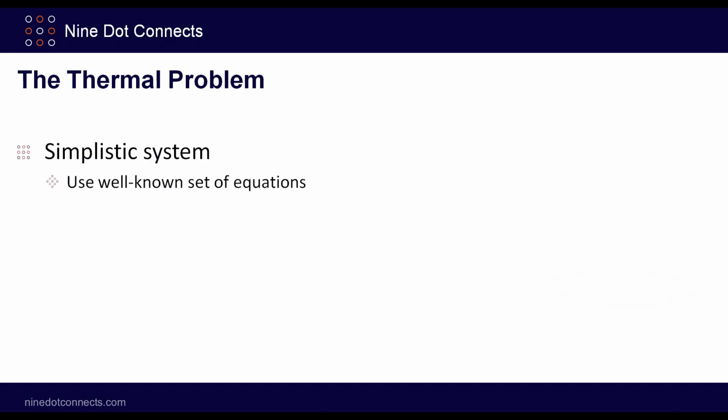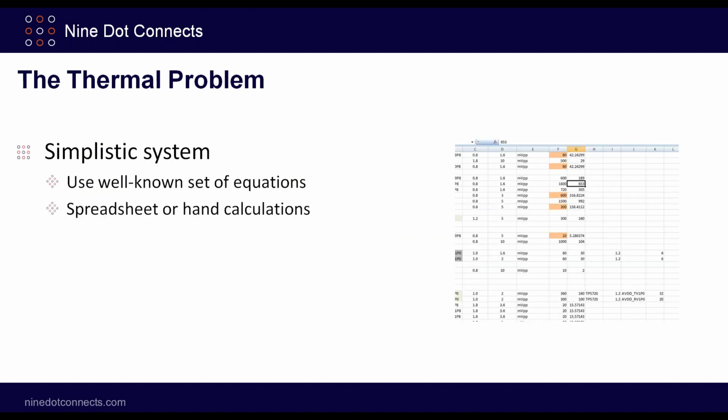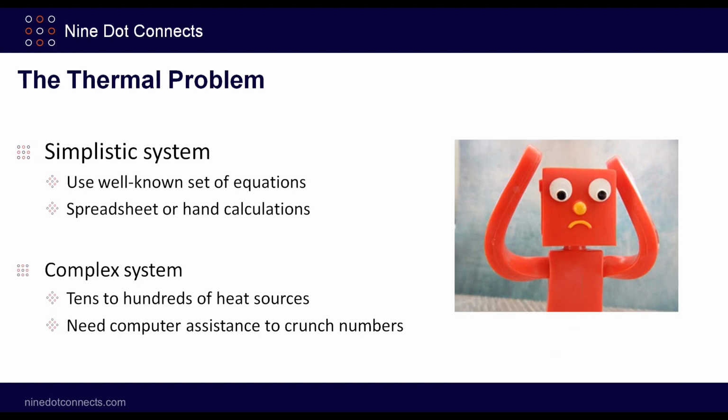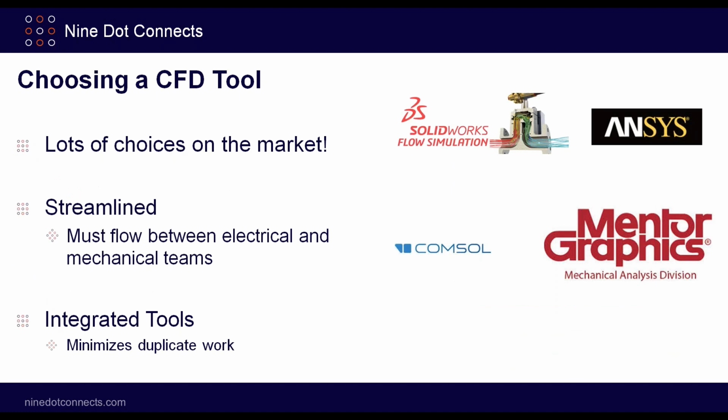So with a simplistic system, a lot of us know there's a well-known set of equations. We use a spreadsheet or some hand calculations. But when we get to a complex system, there's tens to hundreds of heat sources out there, and you really need a computer to help crunch those numbers, and it gets a little overwhelming. So how do we even go about choosing a CFD tool?